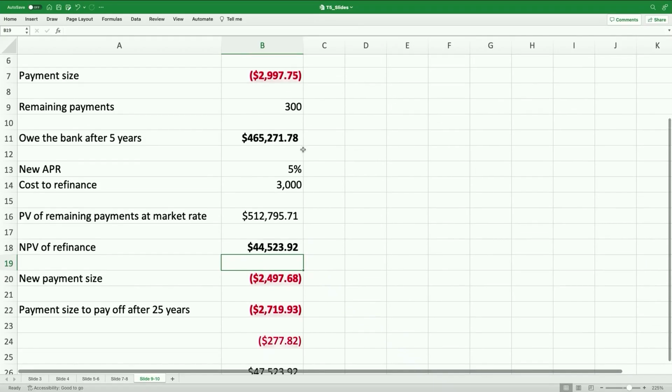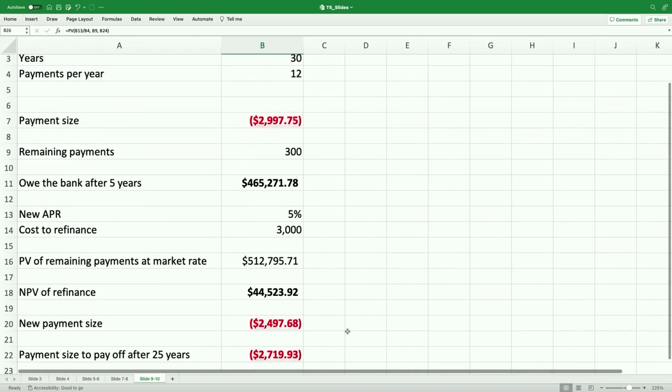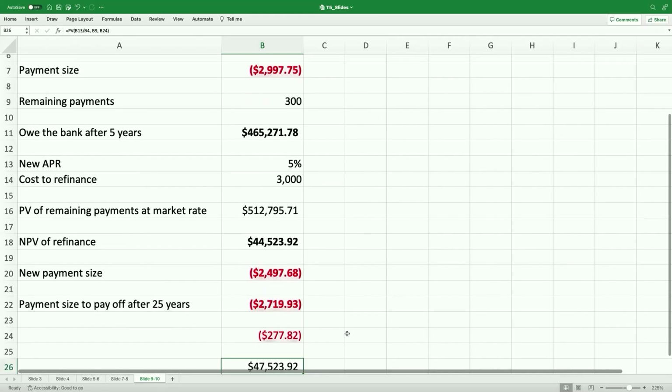Again, you can think about that as the difference in monthly payment from the old bank to the new bank. If we kept the number of payments the same, the remaining 300 payments, the present value of that difference is exactly the benefit of refinancing, $47,523.92. Again, this is a great real-life problem. Almost certainly, many of you will have a mortgage and will have an opportunity to refinance. These are precisely the calculations you need to make to figure out whether refinancing is worth it.